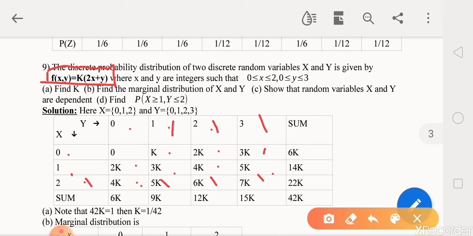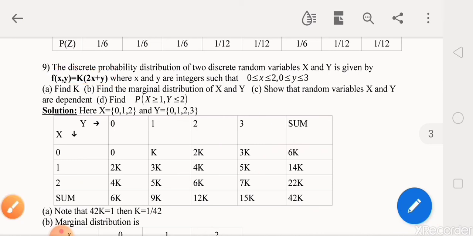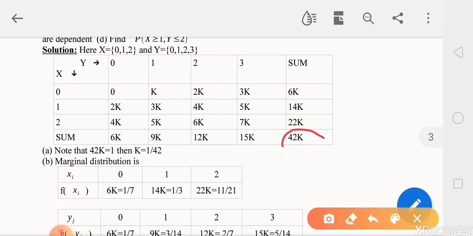Now, find the sum of each column and each row, and finally get the sum in the last entry. It is observed that the final sum is 42k. But as we have observed in the joint probability distribution table, the last entry must be equal to 1. So 42k must be equal to 1, which implies k is equal to 1 by 42. Using this, we can write the marginal distributions for x and y.